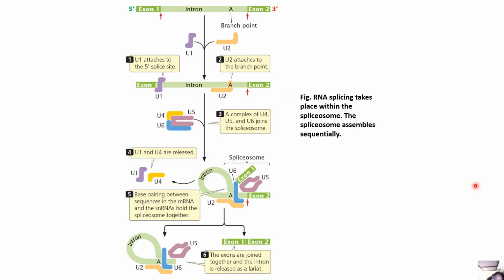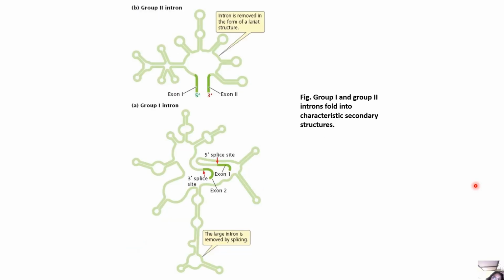RNA splicing takes place within the spliceosome. The spliceosome assembles sequentially. U1 attaches to the 5' splice site, and U2 attaches to the branch point. A complex of U4, U5 and U6 joins the spliceosome. U1 and U4 are released. Base pairing between sequences in the mRNA and the snRNAs holds the spliceosome together. Exons are joined together and the intron is released as a lariat. The intron is removed in the form of a lariat structure. A large intron is removed by splicing.